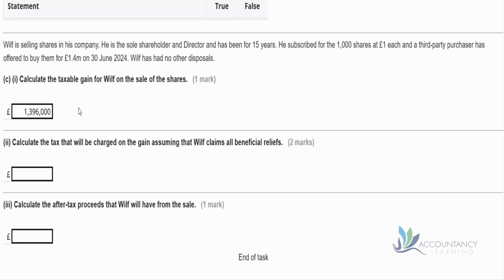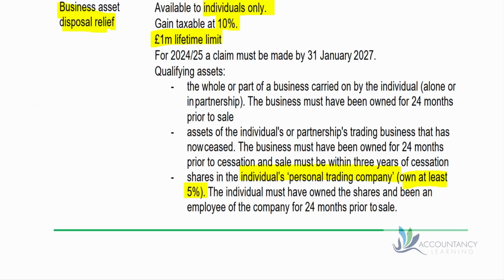Then in part 2, calculate the tax that will be charged on the gain, assuming that Wilf claims all beneficial reliefs. So we looked at the business asset disposal relief just now, and it would make sense to use this one in this case. So it applies to individuals only, and so that applies, doesn't it? Because Wilf is an individual. We're going to tax it at 10%, but there's a lifetime limit of £1 million.